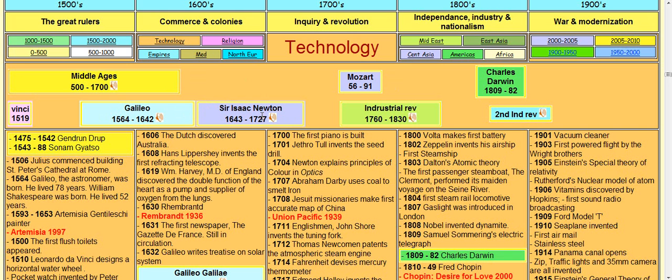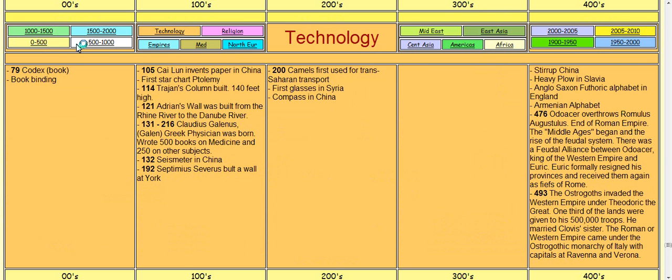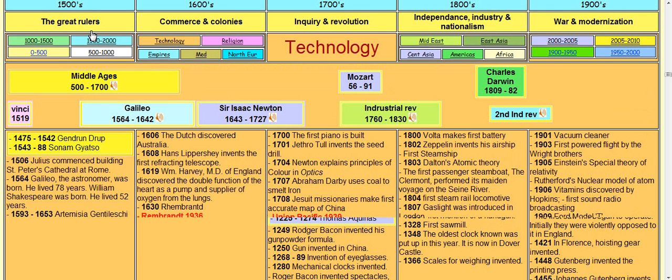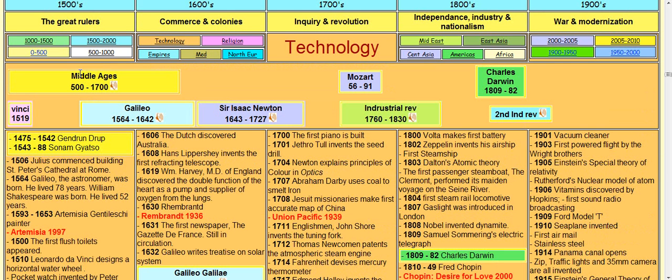So Galileo turned into Isaac Newton. Isaac Newton turned into the Industrial Revolution, which turned into the Second Industrial Revolution. Mozart was at the beginning of the First Industrial Revolution. Da Vinci was before Galileo and led into Galileo. So we can trace technology forward through time from zero to 500, like I did before. And then Bhagavad-Gupta, and then Buddhism, Sanskrit, and Bhaskara, Middle Ages, Atisha, Thomas Aquinas, and Da Vinci. Da Vinci died here, Middle Ages. And then we have Isaac Newton, and such.